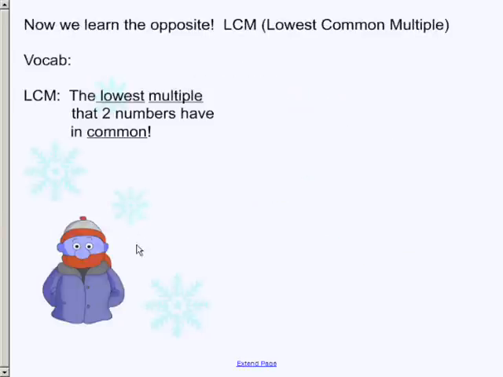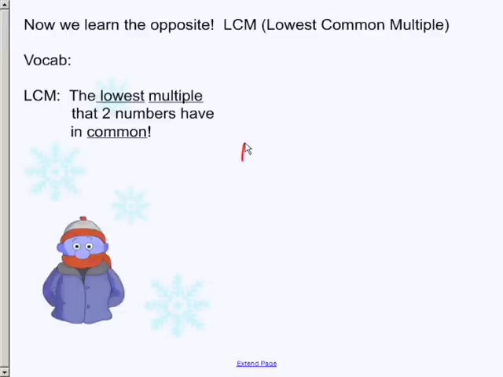Well, now we're talking about lowest common multiple. So why do we need this for fractions? Well, the opposite of GCF is lowest common multiple. That is the lowest multiple that two numbers have in common. So it really does make a lot of sense.